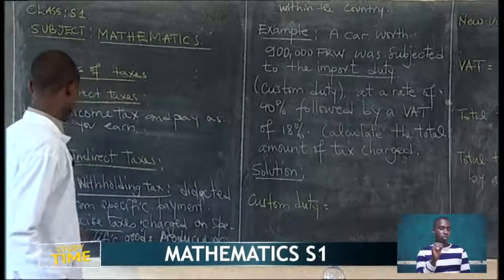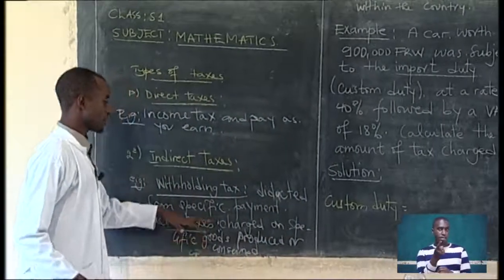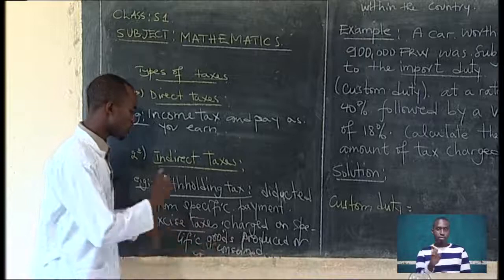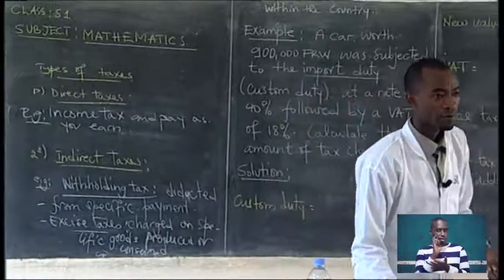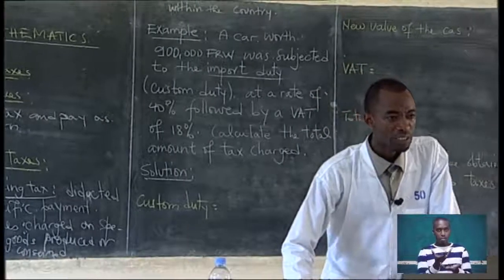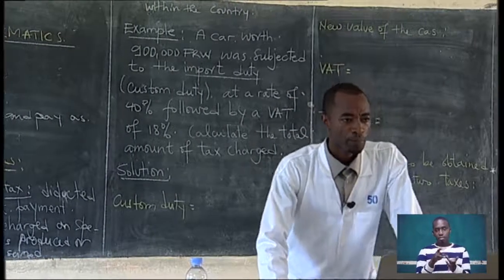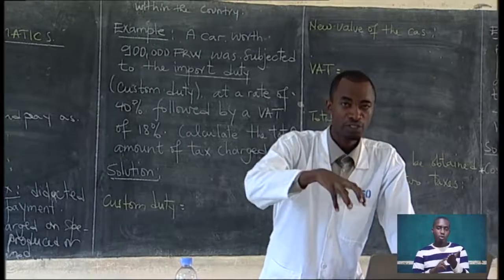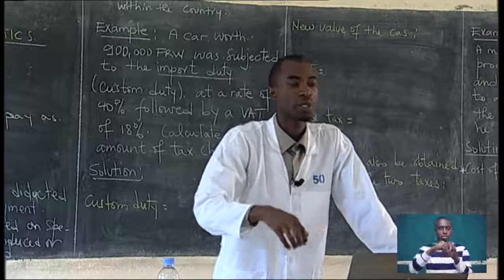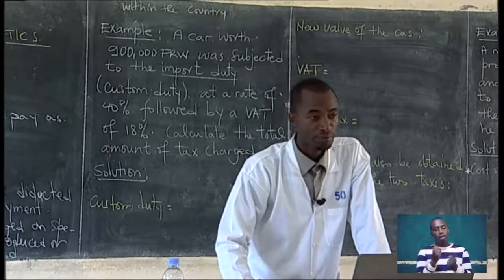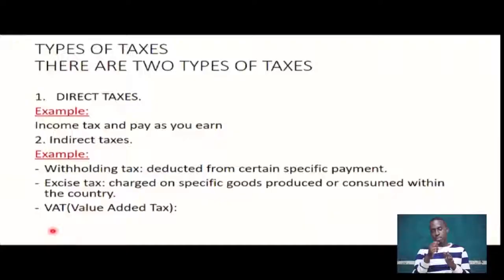So when you try to understand this, they are telling us it's charged on specific goods. When you read it from the screen, it's charged on specific goods produced or consumed within the country, not outside the country. And we have also another example under indirect taxes. We call it VAT, and in full words, value-added tax.